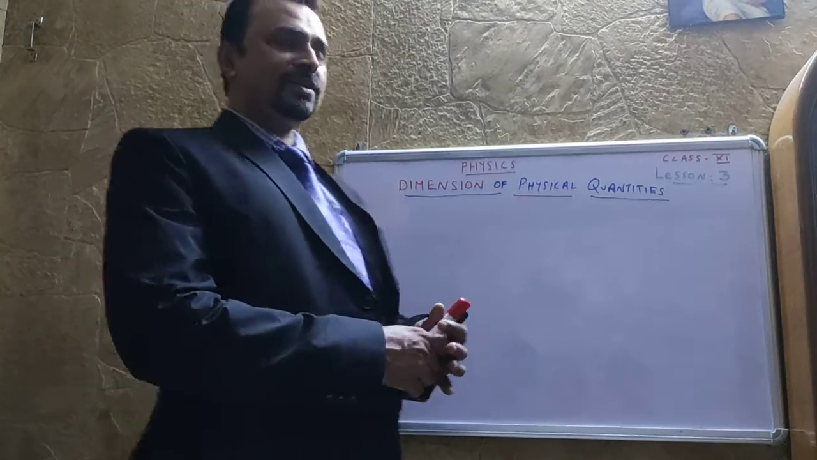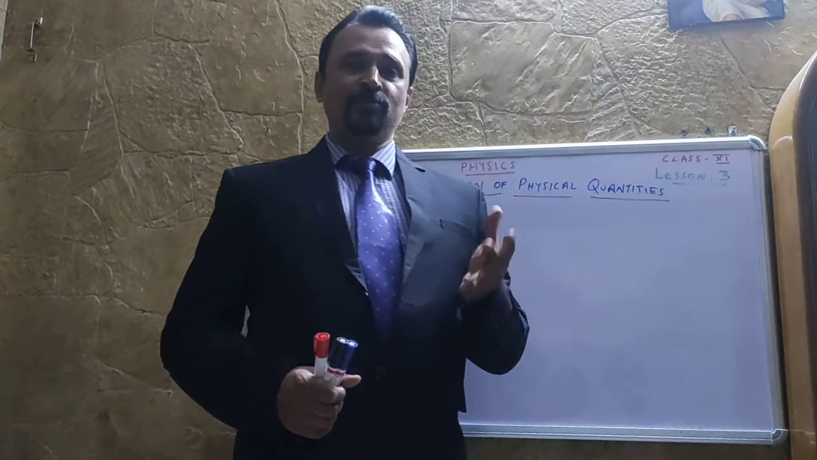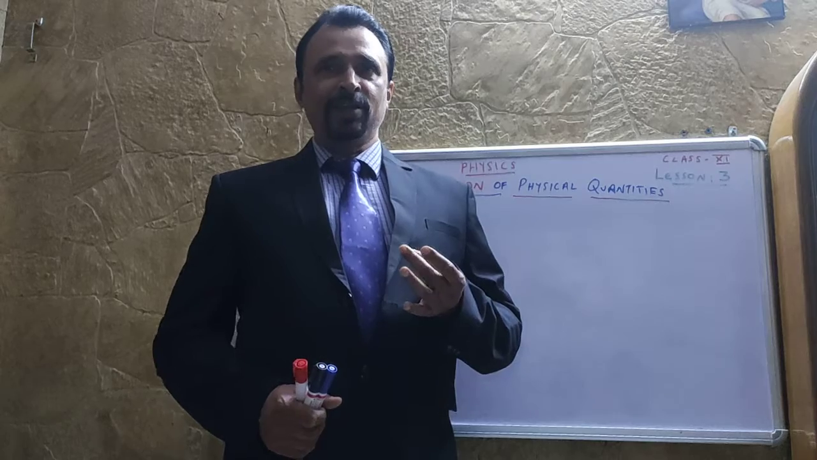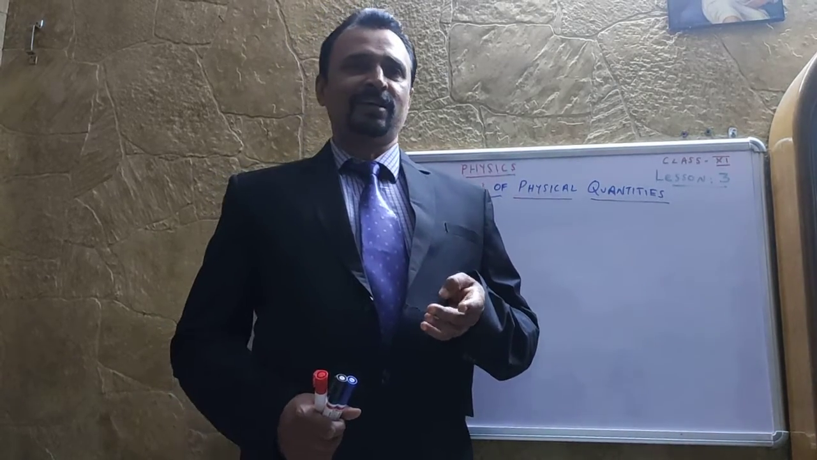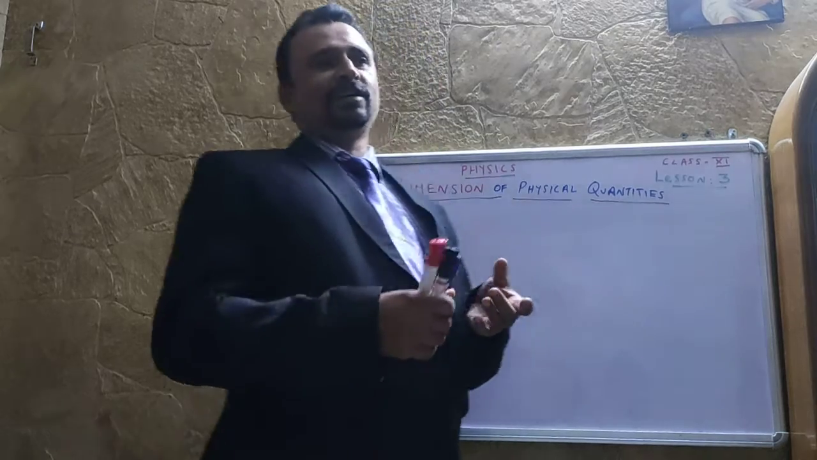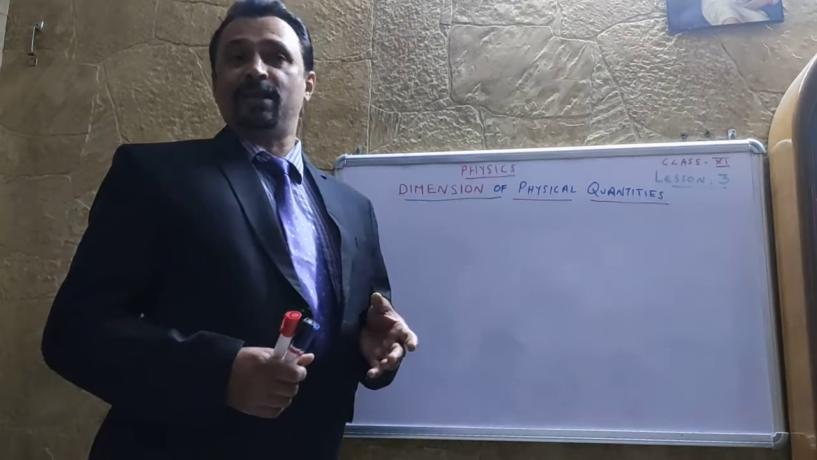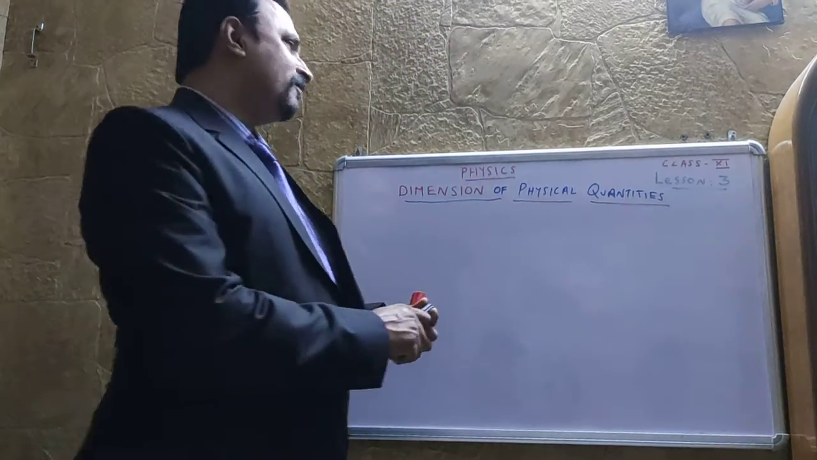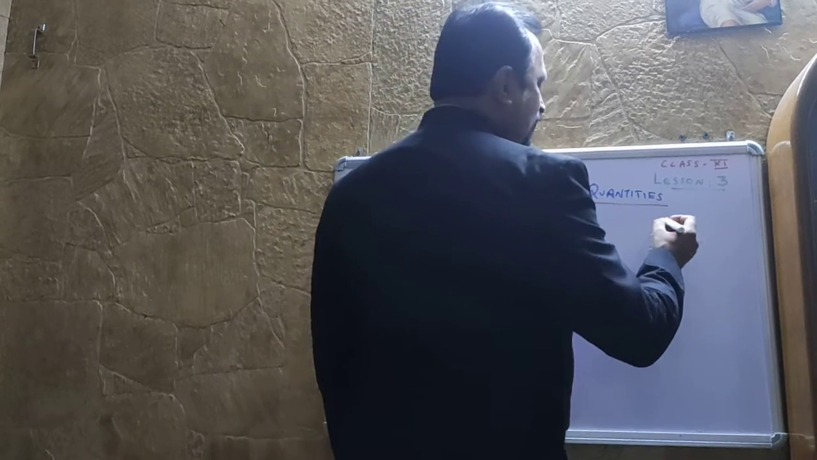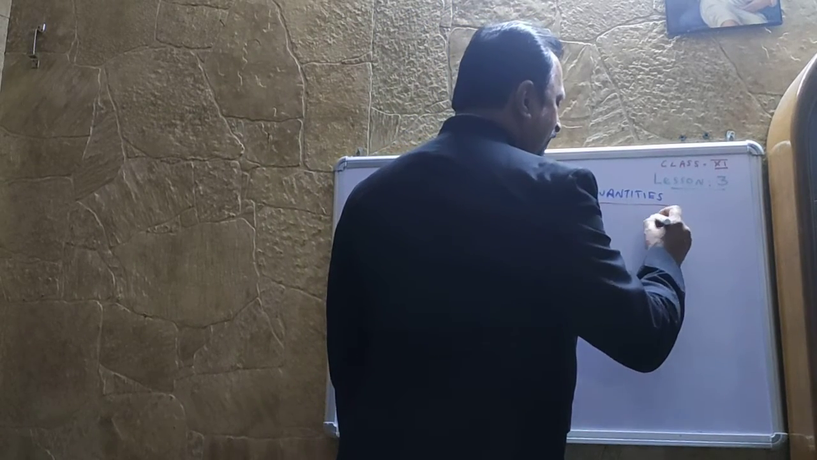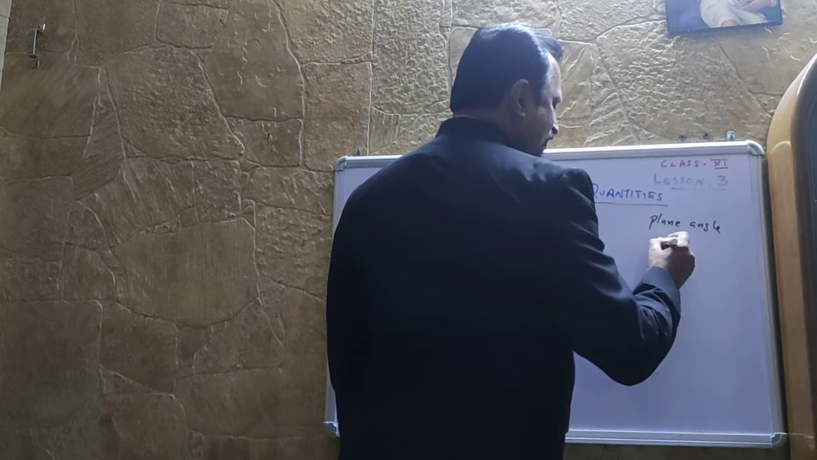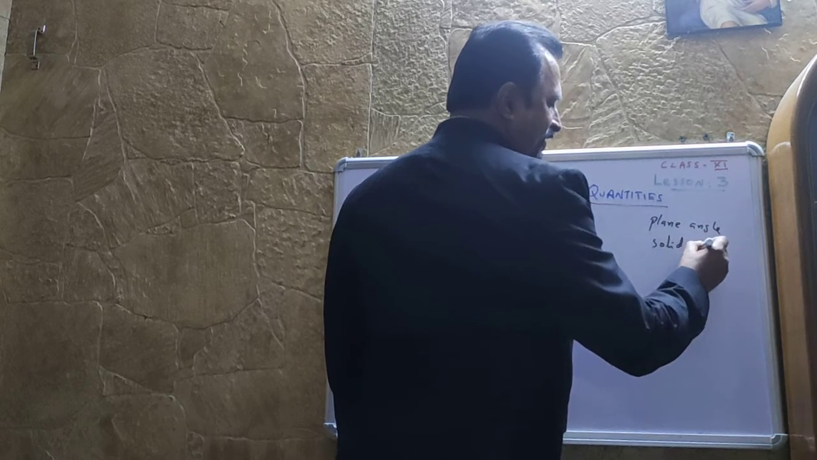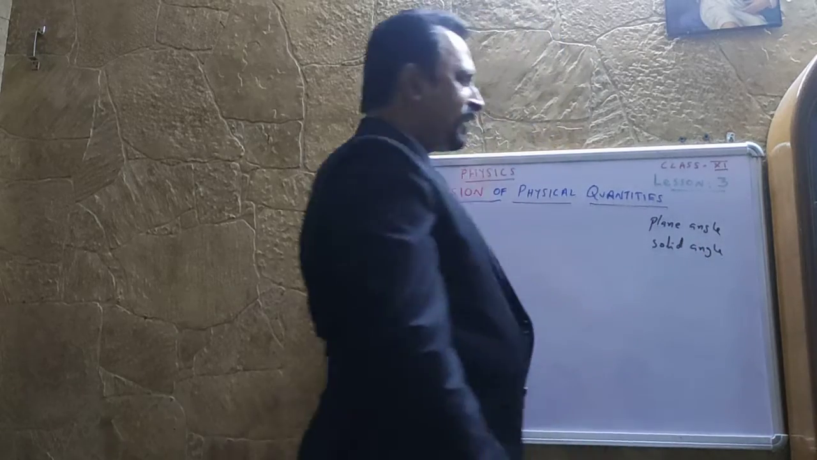Which are the fundamental quantities? There are 7 fundamental quantities. Which are they? Mass, length, time, amount of substance, electric current, temperature and luminous intensity. These are the 7 fundamental quantities. And 2 more quantities, if you want, you can list. One is called plane angle and another one is solid angle. You know the difference between plane angle and solid angle.